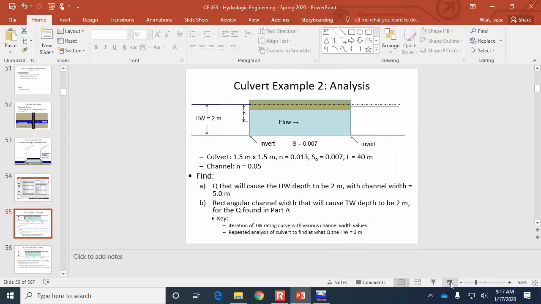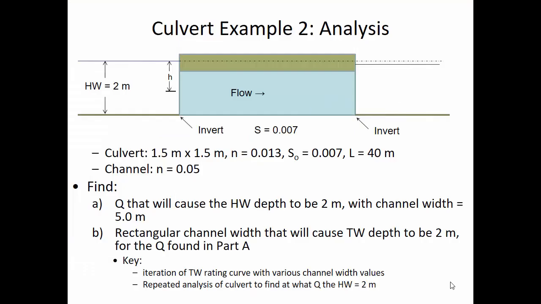Let's consider this second example. Okay, so this is the side view. This time, instead of being circular, this is a box culvert. And so you can see that it is rectangular with 1.5 meter width, 1.5 meter height. Its N value, talking about the material that the culvert is made out of, is 0.013. And that's a Manning's N value that corresponds to concrete. So in the material properties, when we set it up, we're going to say it's a concrete box culvert.